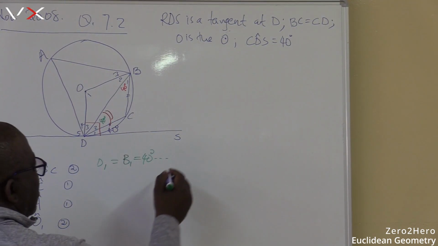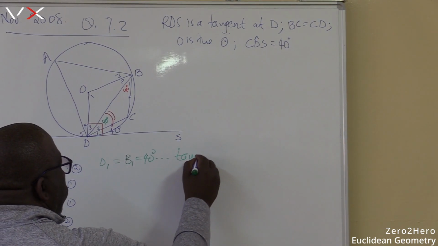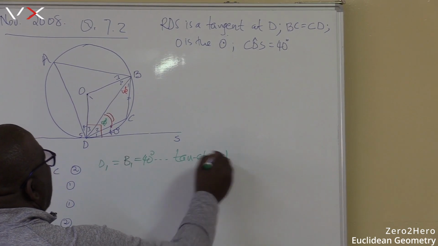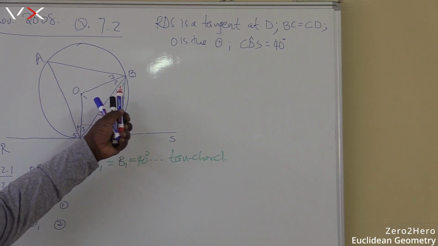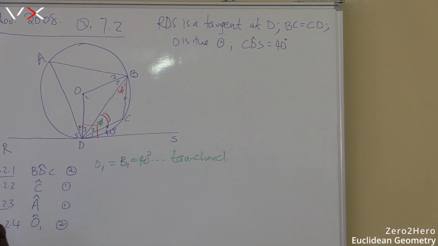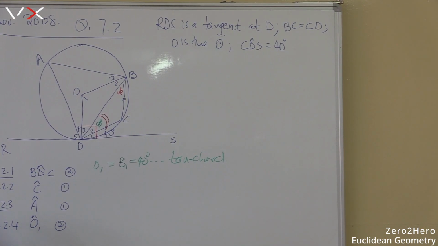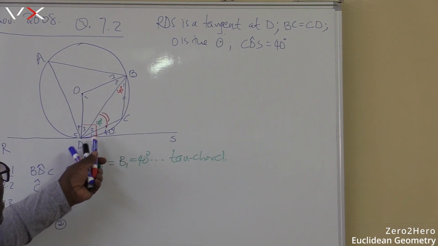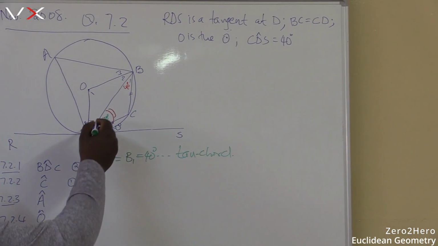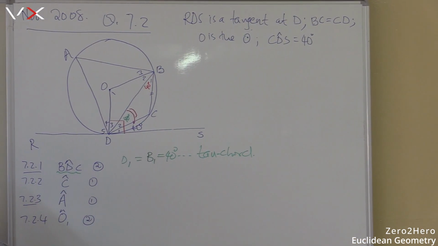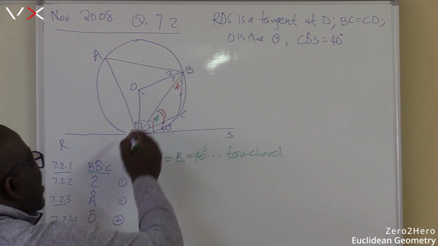It is because we've got the tan chord theorem. That is 40 degrees. Once you identify that B1 is the same as D2, then you can find D1 is the same as your B1, by the tan chord theorem. Then you've got to find this angle that we're looking for, which is BDC. How do you find BDC?